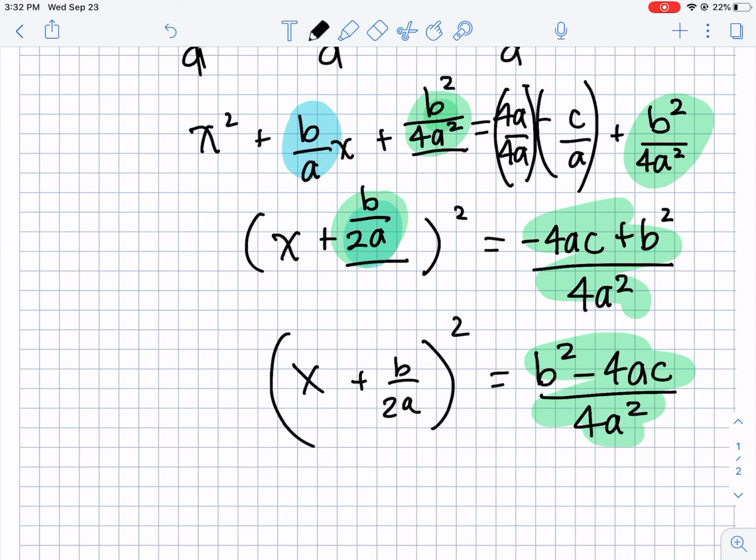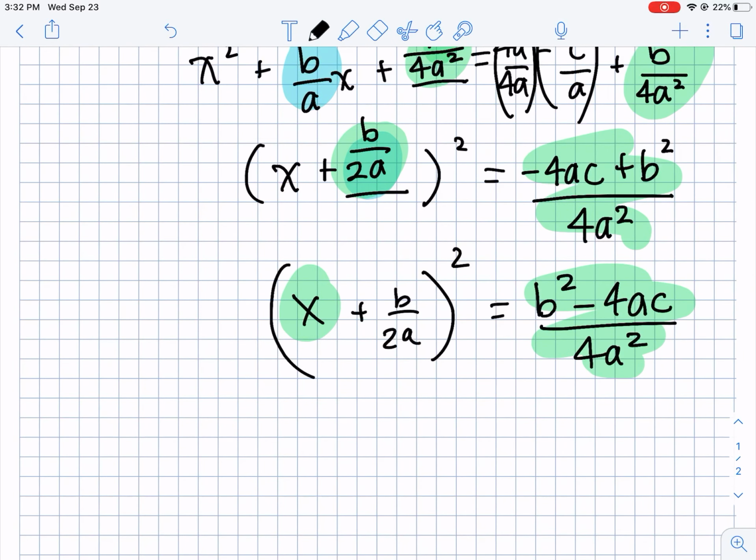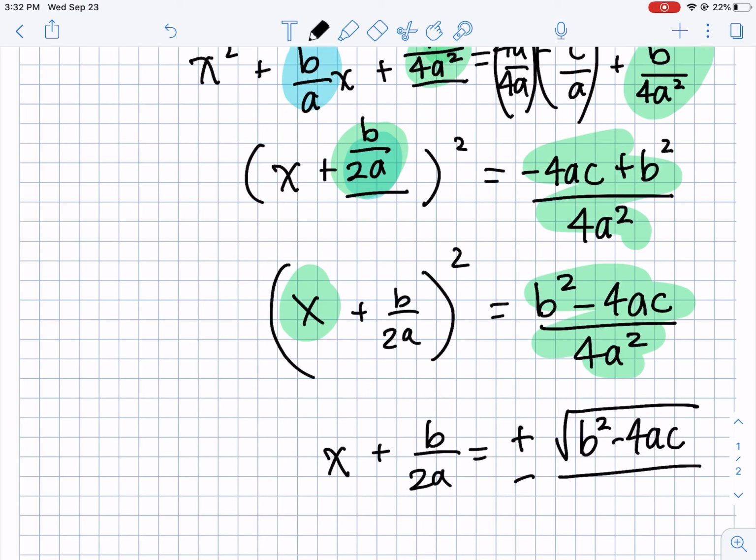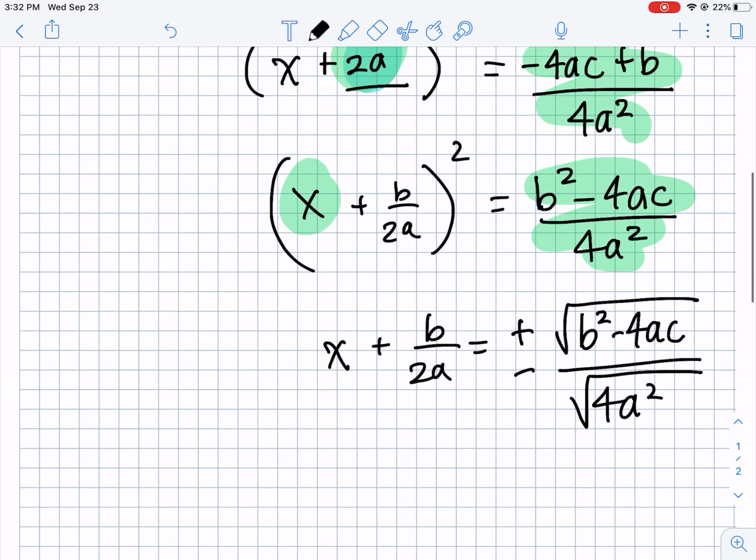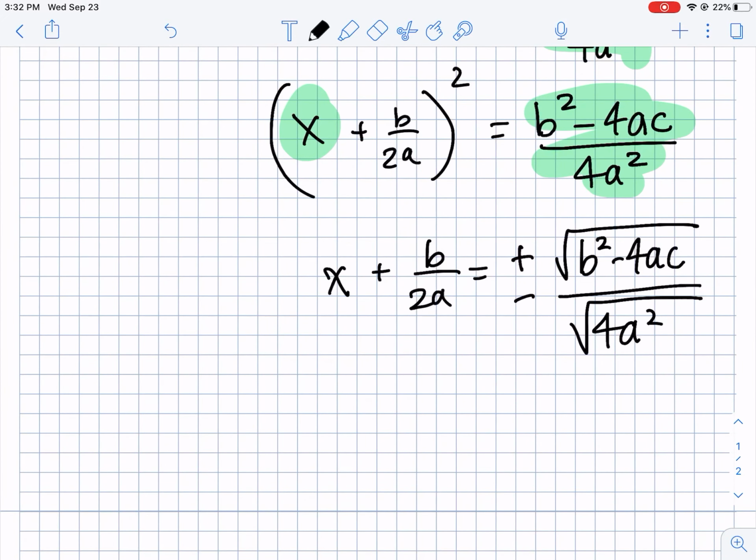Now, if I am trying to solve for x, I am going to take the square root of both sides. So I square root both sides and I get x plus b over 2a is equal to this plus or minus, don't forget your plus or minus, the square root of b squared minus 4ac all over the square root of 4a squared. And you can see, oh, it's starting to take shape. What will it be? How will it come out?